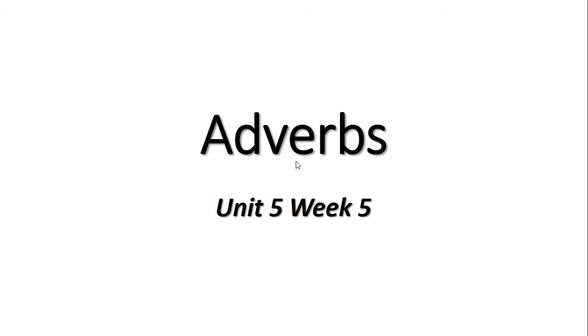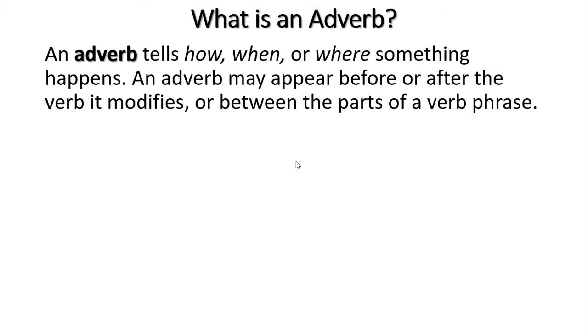a different purpose. So let's take a look, first of all, at what exactly is an adverb. The definition that the book mentions for an adverb is, an adverb is going to tell us how, when, or where something happens. Okay, so these three words, the how, the when, and the where, are going to be important questions for you to remember as you're going through this particular week.